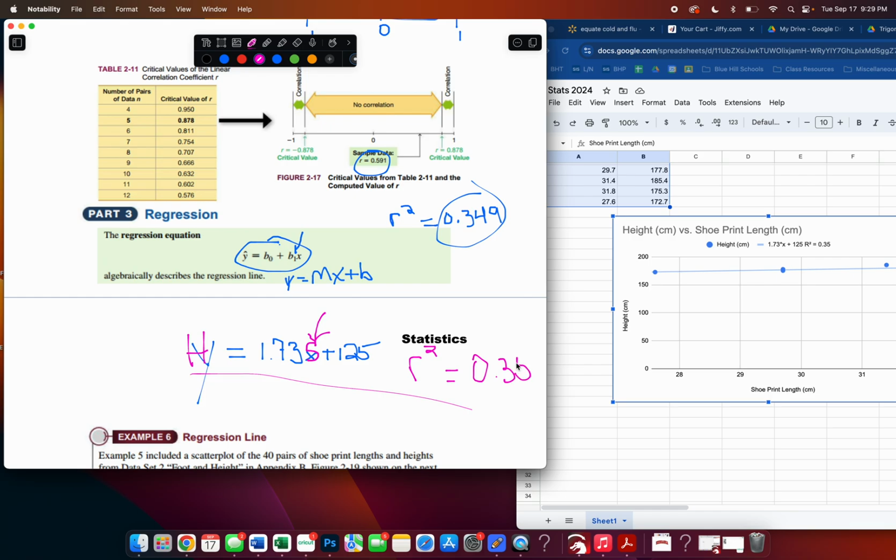I want to know what r is. I know that 35% of my data is following a linear function, right? That's what r squared tells me, but how do I find r? It's just math. You take the square root, right? So the square root of 0.35, and actually the square root of 0.349 is going to give me closer, that 0.591, right? So that will better help me figure out whether it is a linear relationship or not.